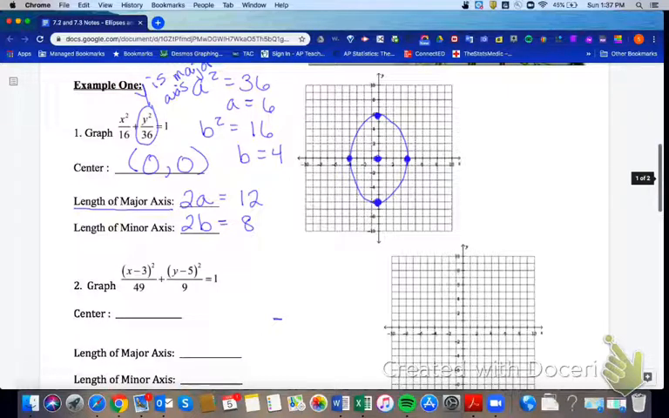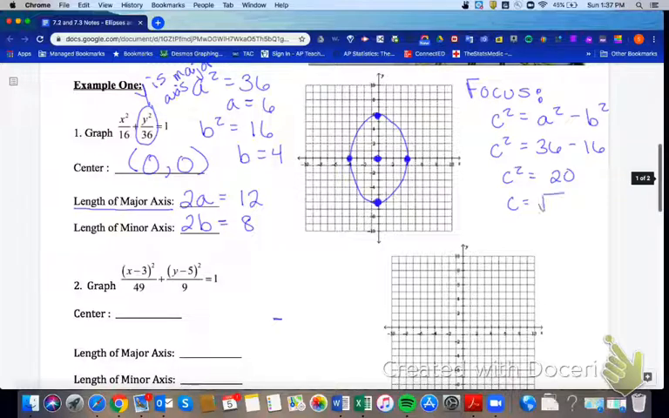Now the focus. We do need to put the focal points on here. So to get the focus, c squared equals a squared minus b squared. So c squared equals 36 minus 16. c squared then equals 20. Square root that. So c equals the square root of 20, which is 2 square root of 5. Now, to graph it, we can plug it in the calculator and get a decimal equivalent. So that is approximately, it's close to 4.5.